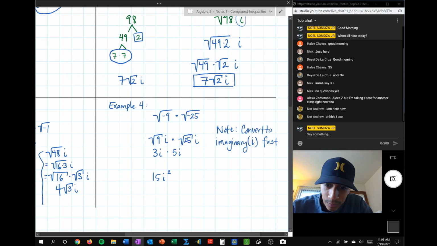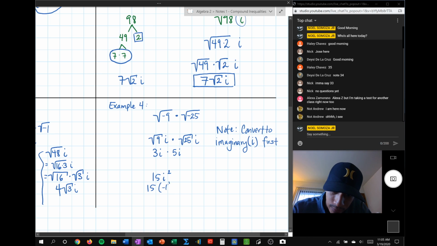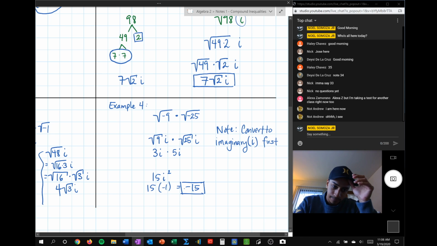So what does this mean? This means 15 times, instead of i squared, that's a -1. So in reality, what's your answer? It's 15. I'm sorry, -15. So the simplified expression is -15.